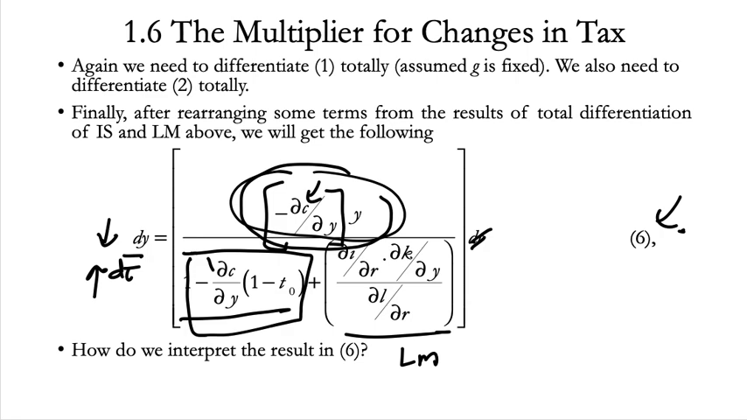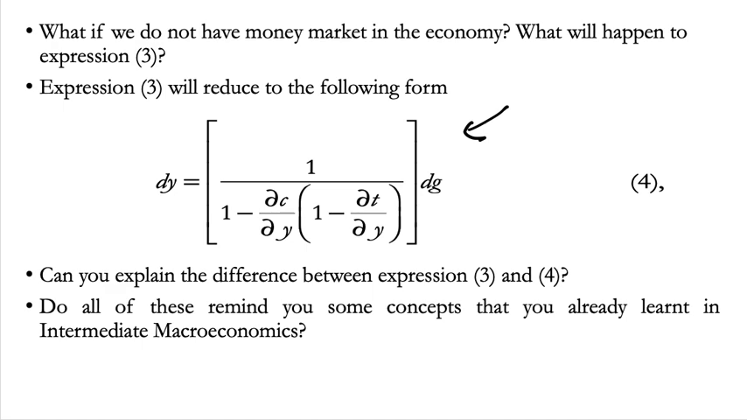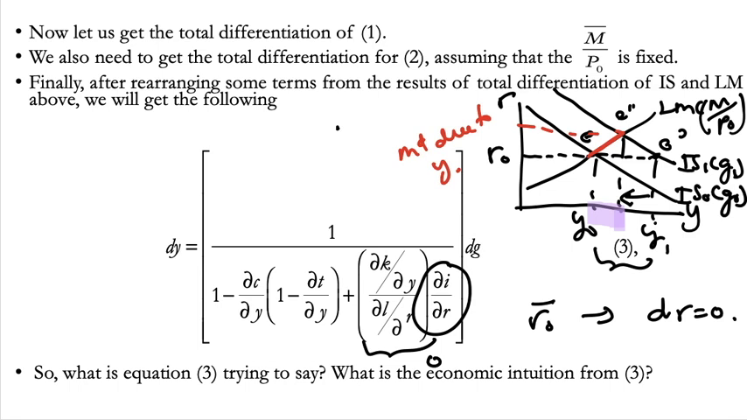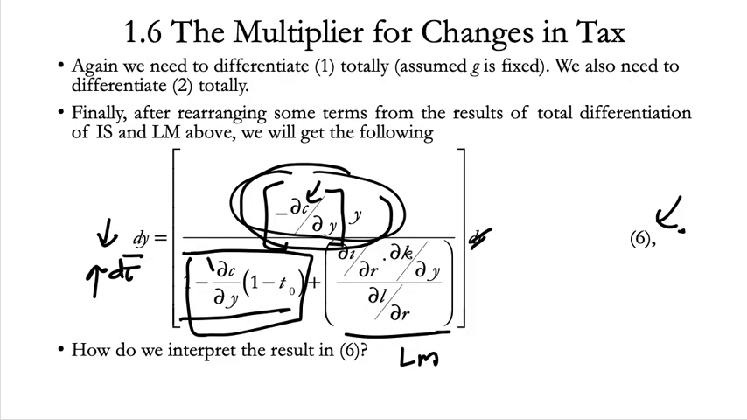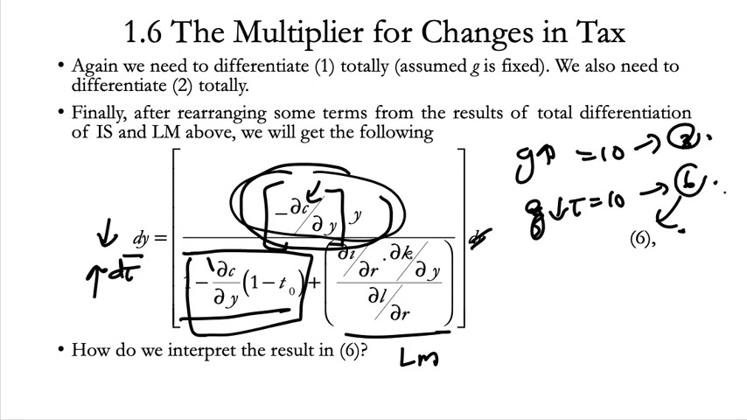My question here is, we have the tax multiplier in expression 6, and we have the government spending multiplier in expression 3, I'm referring to 3 instead of 4. So let's say we have an increase in G by 10 in expression 3, and a decrease in T by 10 for expression 6.